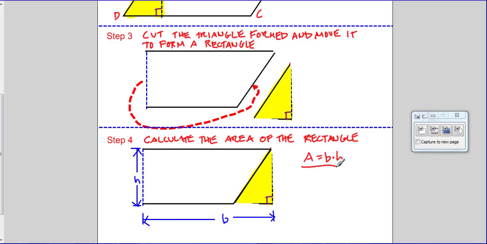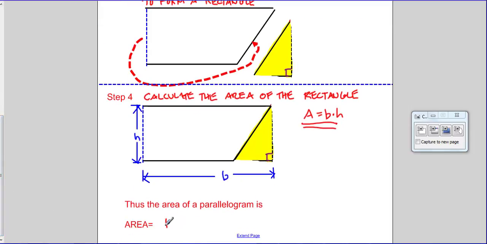And we already know that the area of a rectangle is base times height, or B times H. And in fact, the B of the parallelogram is the same as the B for the rectangle, as is the height. So the area of a parallelogram is also base times height, or B times H. You don't have to do this operation to calculate the area of a parallelogram. You just have to measure the base and height and then multiply them together to get the area.